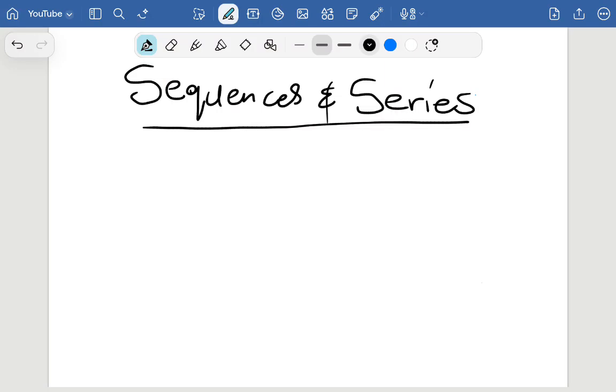Today's topic is about series, sequences and series for grade 12. So in this lesson you ought to know the following formula. Tn is equal to a plus (n minus 1) d. This is the formula that you're supposed to know. But we need to analyze the unknowns.